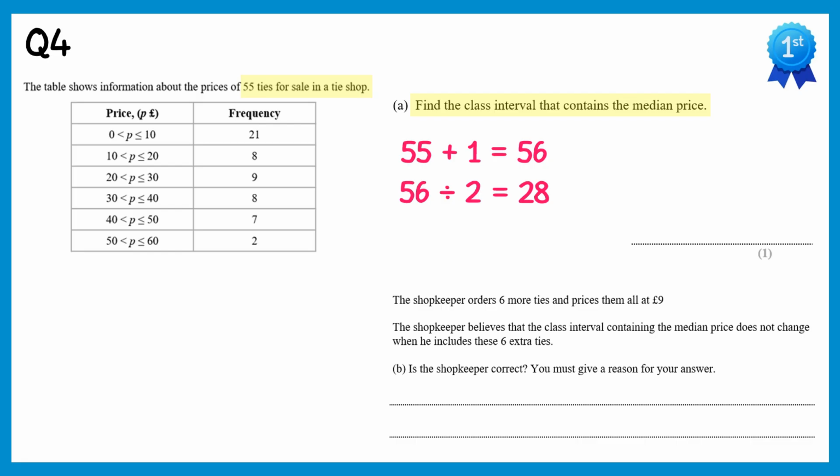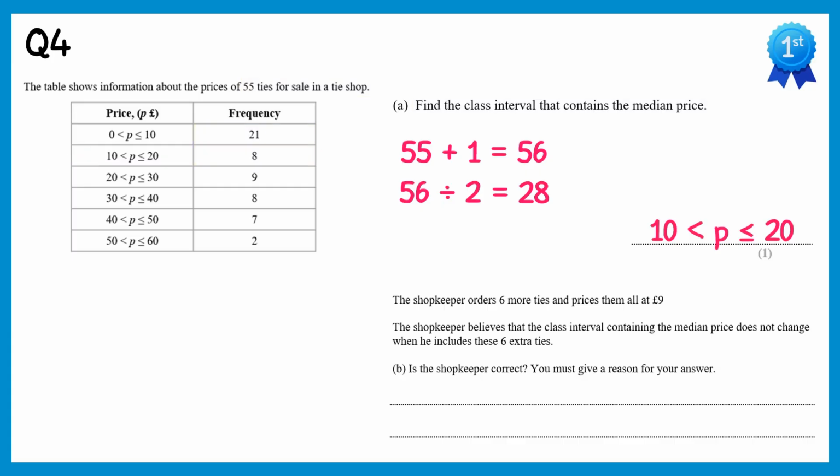Well, if we go to the first category, 0 to £10, there's 21 there already. Then if we include the next category, there's 8 more, which means we've hit 29 ties. So we've gone past the 28th tie, which is the one in the middle, so the median must be in this category. So the class interval containing the median is from 10 to 20, this one here, and we write that as our answer.